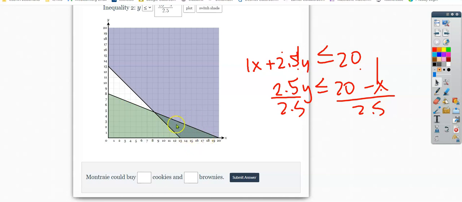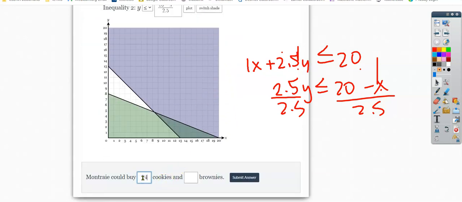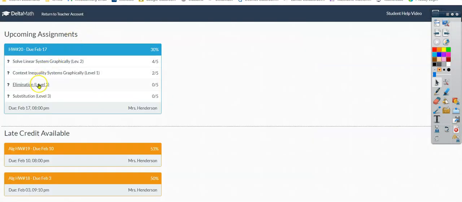I'm going to pick any integer point down here. I'm going to pick 14, comma 1. So 14 is the x, and x is cookies. So 14 cookies, 1 brownie. I could even pick 14, 2. So I'll do that. 14, 2. Yeah, let's take a look at the third topic.